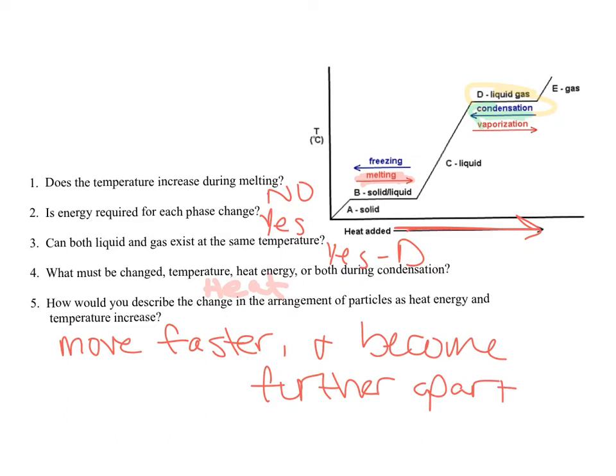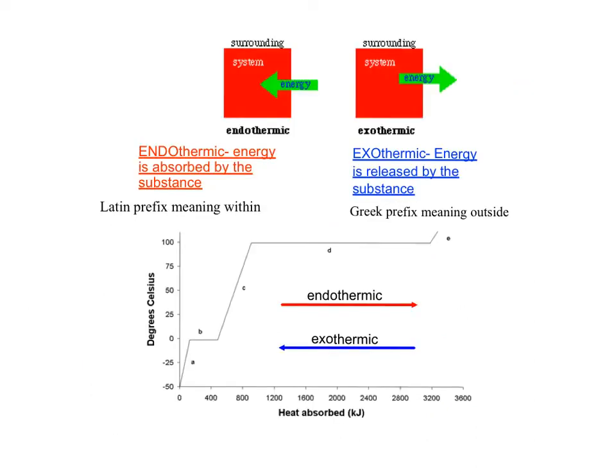As they go from a solid, really closely tied together, not moving very much, to a liquid, moving a little bit more, with more space between them, all the way to a gas, where they're flying around with lots of space in between them, expanding to fill their container. So as I've just described, the substance is absorbing heat energy.